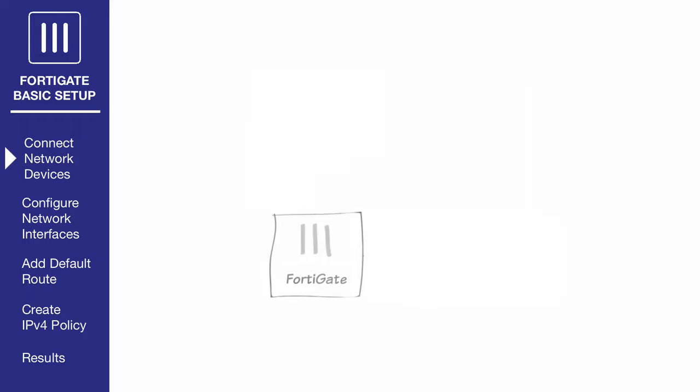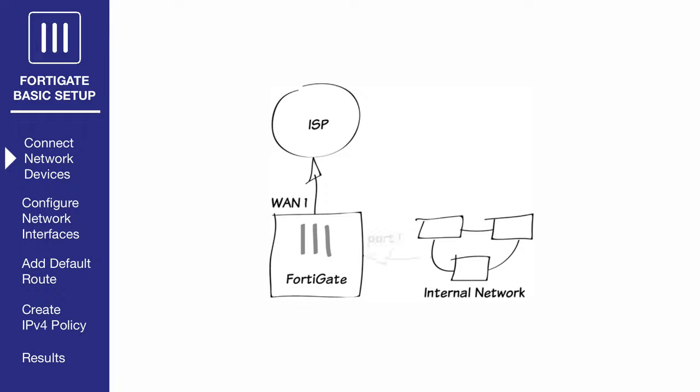First, you'll need to connect your FortiGate into your network setup. Connect the FortiGate's internet-facing interface, usually WAN 1, to your ISP supplied equipment, and connect a PC to the FortiGate using an internal port, usually port 1. Power on the ISP equipment, the FortiGate unit, and the PC that is now on the internal network.